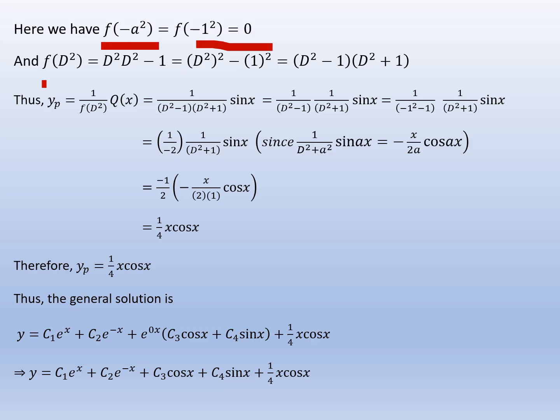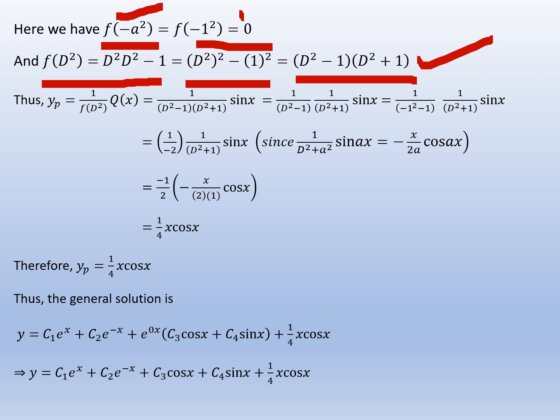And we know that f(D²) = D²(D² − 1), which is equal to (D²)² − 1², which can be written as (D² − 1)(D² + 1). Therefore, f(D²) = (D² − 1)(D² + 1). Here we have the case f(−a²) = 0.